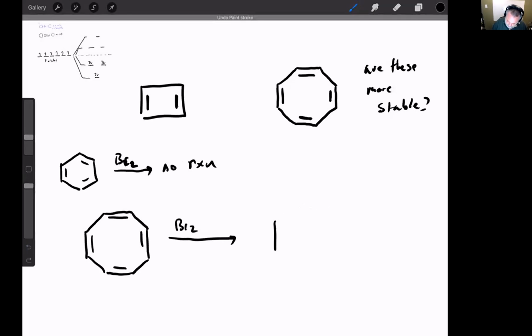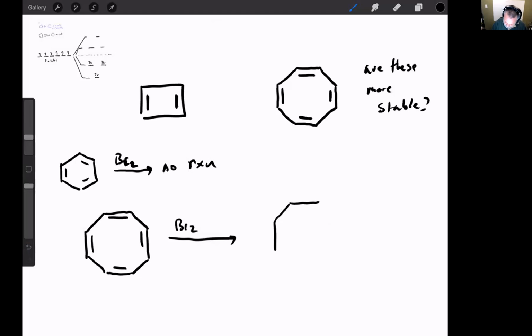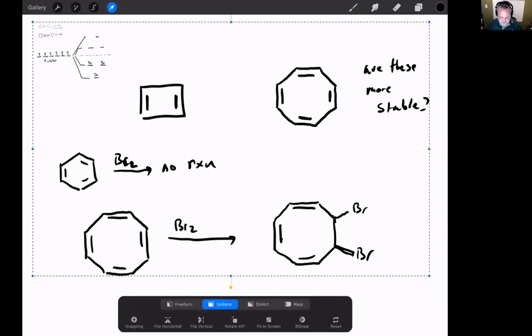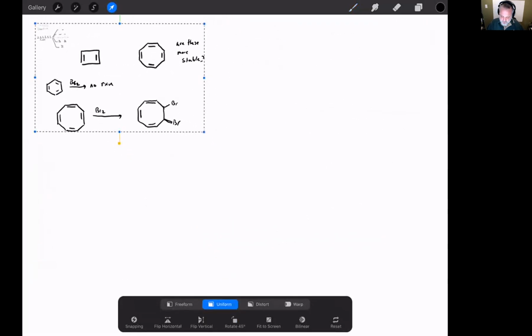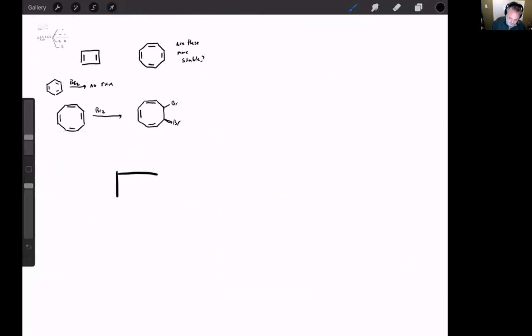We get this. What about the square? Is that more stable? It's in fact so unstable that it reacts with itself quite quickly.